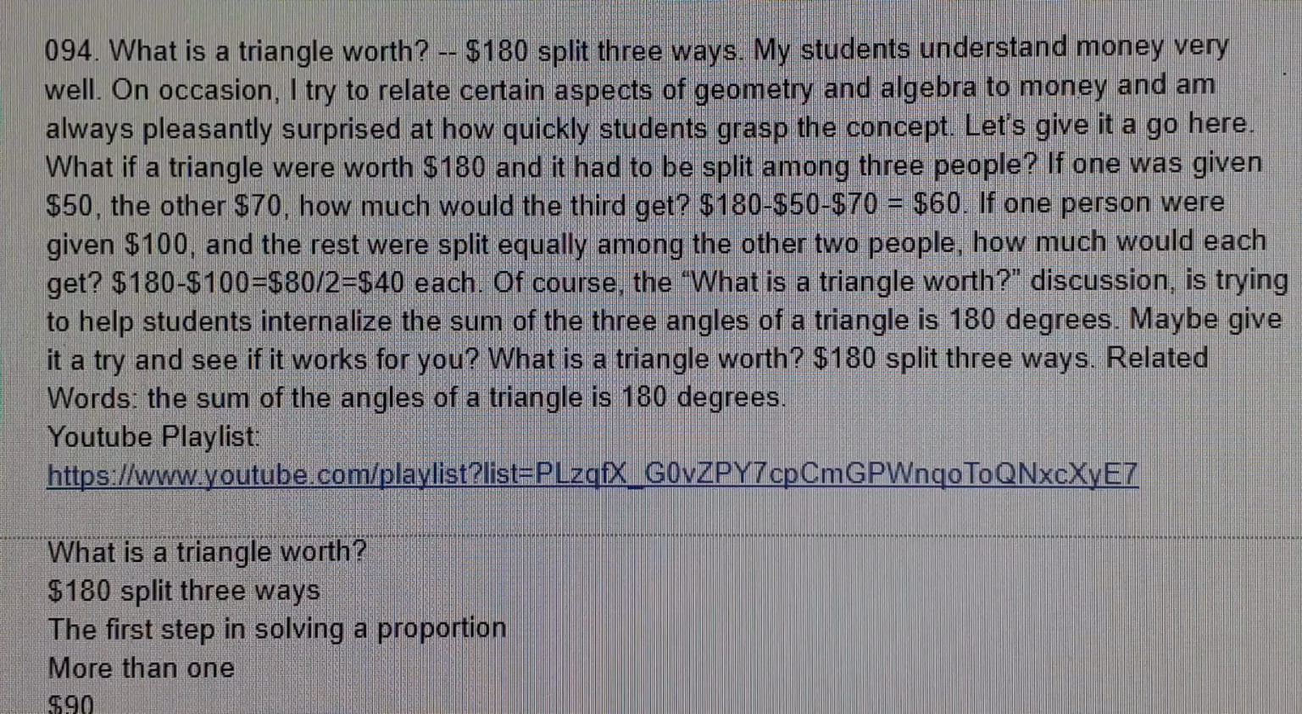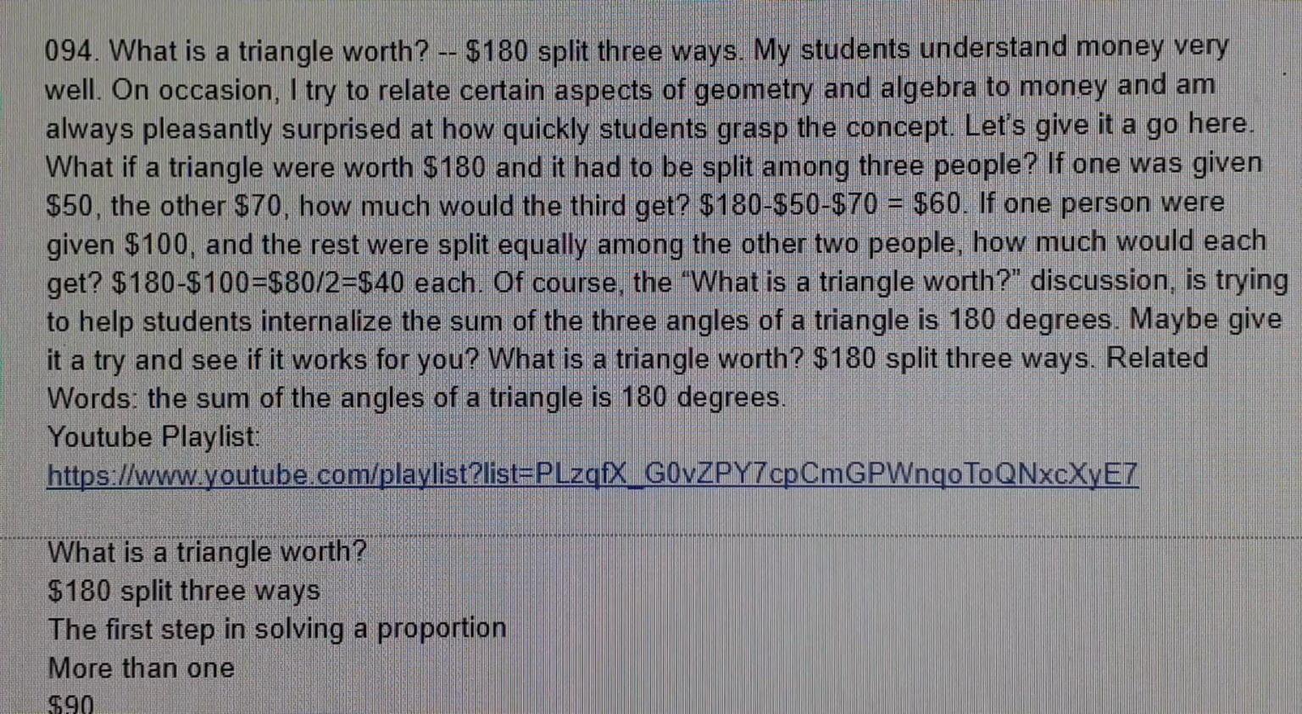On occasion, I try to relate certain aspects of geometry and algebra to money, and am always pleasantly surprised at how quickly students grasp the concept. Let's give it a go here. What if a triangle were worth $180 and it had to be split among 3 people?